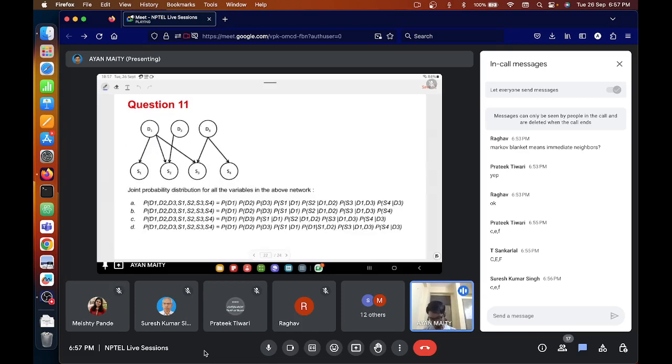Now question 11. So this Bayesian network is given here, consisting of 7 nodes and several directed edges. You have to find out the joint probability distribution of all the variables in the above network.